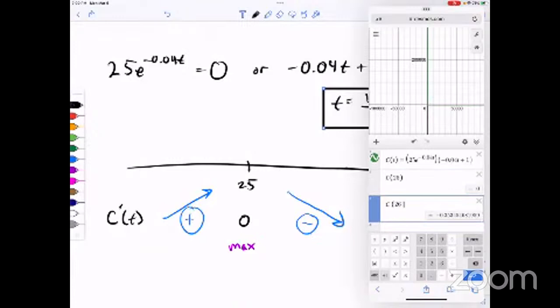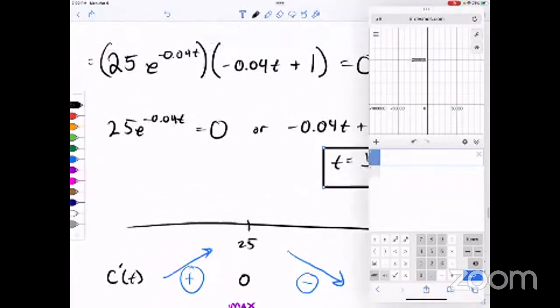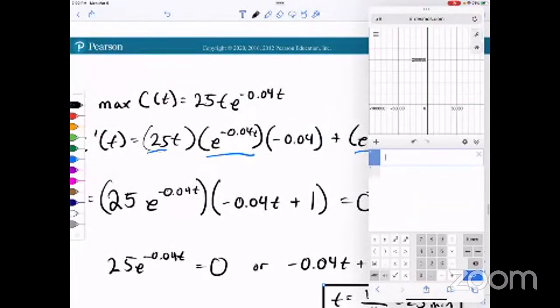So then we need the original function. We need to put 25 into the original function. Oh, we're almost out of here, guys. We're almost done.